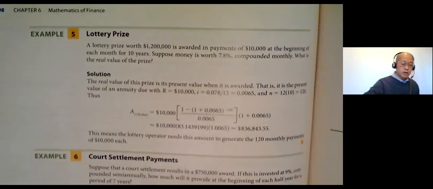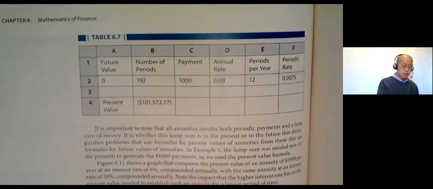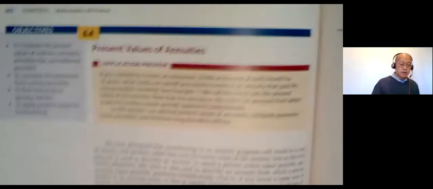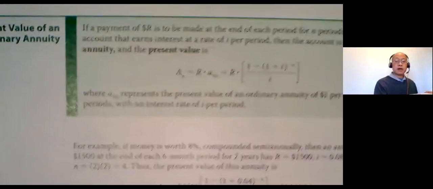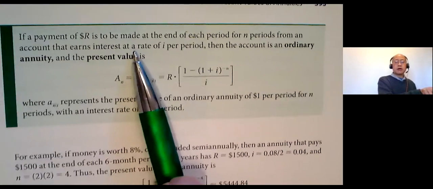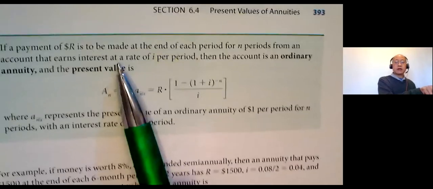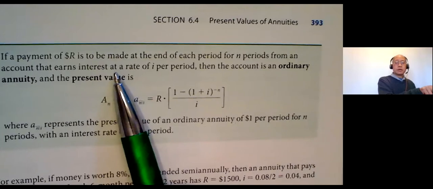So the only formula you need for 6.4 and 6.5, same formula, is this one right here. Again, you don't need that middle thing. So A_n, the present value, is R, the periodic payment, times 1 minus (1 plus i) to the negative n, over i. Okay, again, put that on your formula sheet.